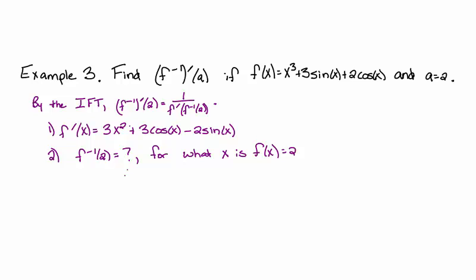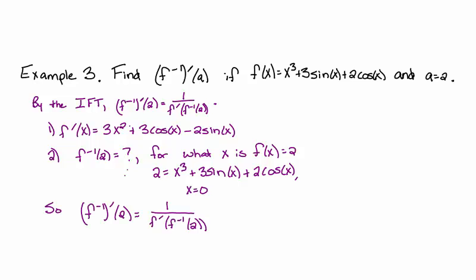So one needs to solve the equation f of x equals x cubed plus 3 sine of x plus 2 cosine of x is equal to 2. The obvious solution is x equals 0. So f of 0 equals 2, and hence f inverse of 2 equals 0. So now we compute f inverse prime of 2 is equal to 1 over f prime of f inverse of 2, which is equal to 1 over f prime of 0, which is equal to 1/3.